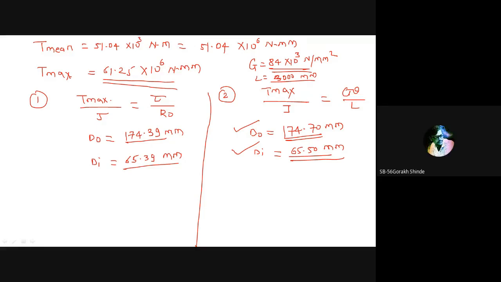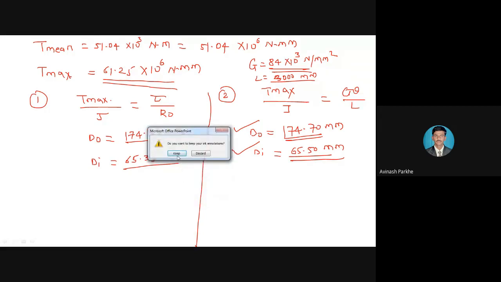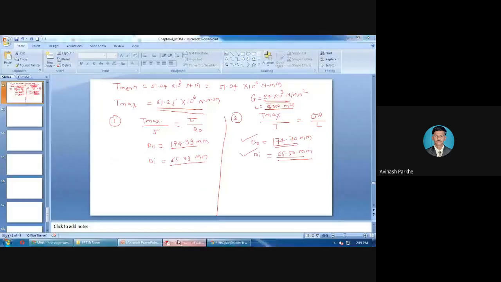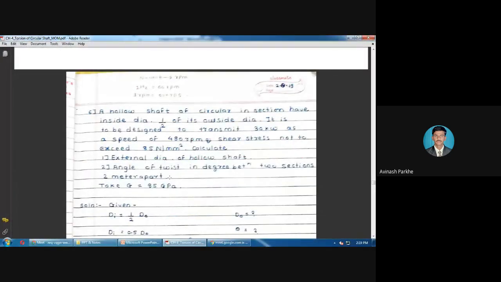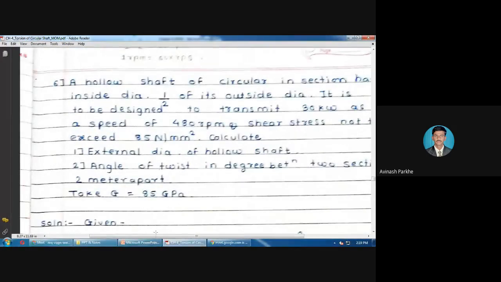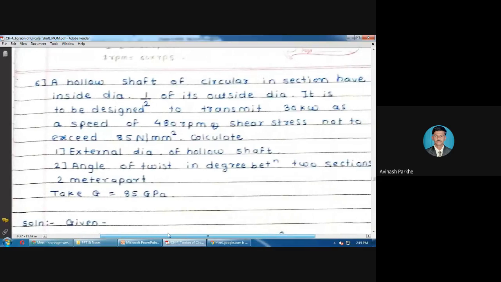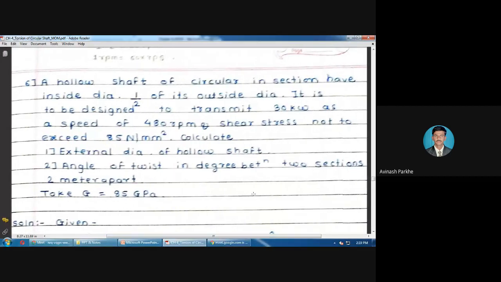So one more sample problem is there. It is similar to this only, but one small unknown parameter they have asked. So this is also one problem. Please read the statement carefully. We can calculate the diameter very easily, no problem. But one more parameter they have asked. So I will read the statement.